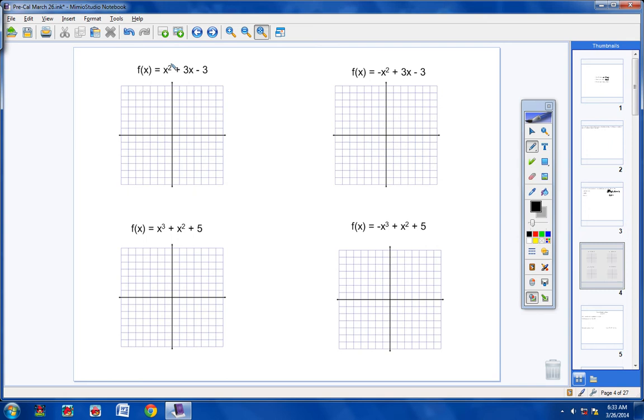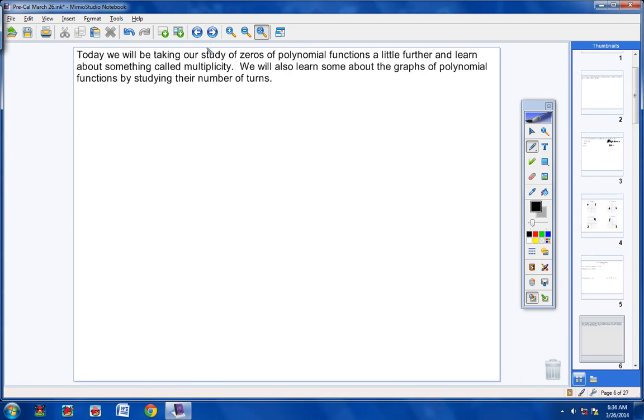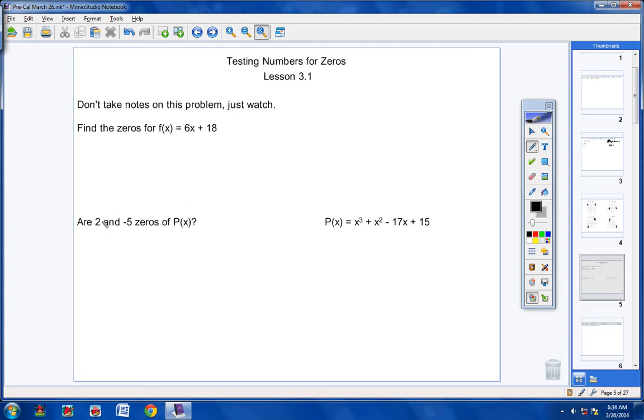We also learned that if the function has an even degree and a positive lead coefficient, the end behavior is up and up. If it's even and negative, the end behavior is down and down. And if it's odd degree, positive lead coefficient, it's down and up. And if it's an odd degree and a negative lead coefficient, it's up to the left and down to the right. And then we also learned how to test numbers.